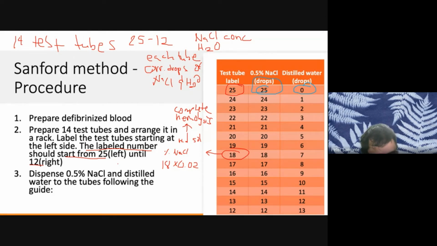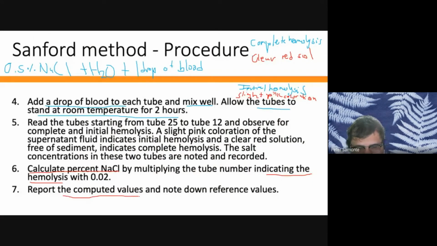18 times 0.02 is 0.36. So thank you, Mr. Rado. So you would get 0.36% as your sodium chloride, 0.36% NaCl. And report the computed values and note down the reference values. Okay? So I hope you understood, class, the Sanford method.